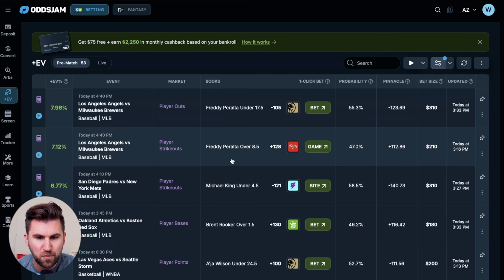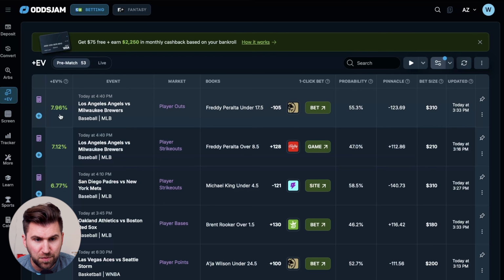On the flip side here for Freddie Peralta, over on his strikeouts, the fair odds is +113. Anything above this number is positive EV. So over at Ballybet, getting this at +128 is an extraordinary value. Both of these plays live in a 7% range. Without understanding what the no vig fair odds are, or just the fair odds, you're essentially flying blind.